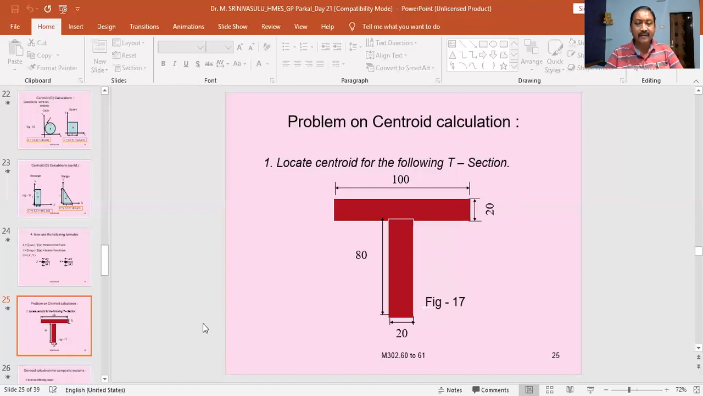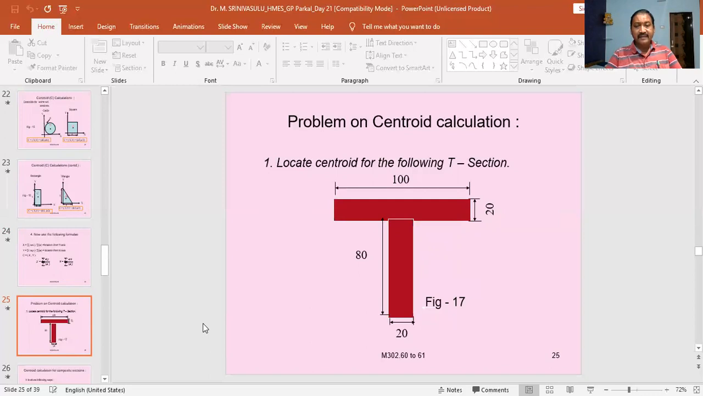Locate the centroid for the following T section as shown in the figure. Now you can draw the given T section. You take down this T section.